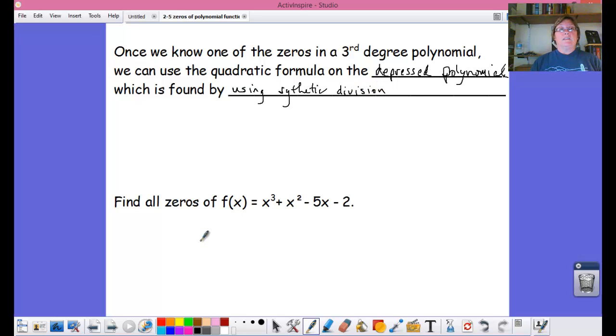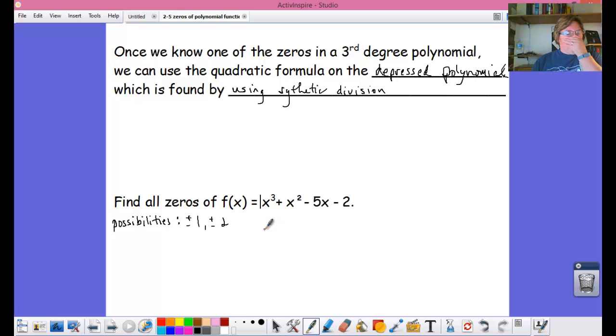All right, now we really are going to try it. We are to find all the zeros of this function, x to the third plus x squared minus 5x minus 2. So a good starting place would be to list possible rational zeros. So here come the possibilities. Leading coefficient is 1. Constant is 2. So really it's just factors of 2, you guys. Our possibilities for rational roots would be positive and negative 1, positive and negative 2.